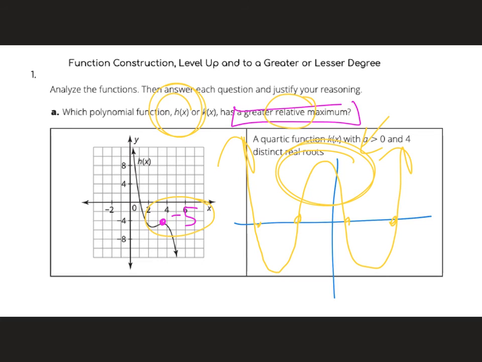So your reasoning for that would be the quartic function has a positive relative maximum, and the h of x, I almost said cubic, but I mean it looks cubic, so h of x has a negative relative maximum. Therefore, h of x has a, I picked lesser. That says greater relative maximum. I answered the question wrong. Oh, caught myself. See, this is why you articulate your thinking. So k of x has a greater relative maximum. So flip that. K of x has a greater relative maximum because it has a positive relative maximum, whereas h of x has a negative relative maximum.